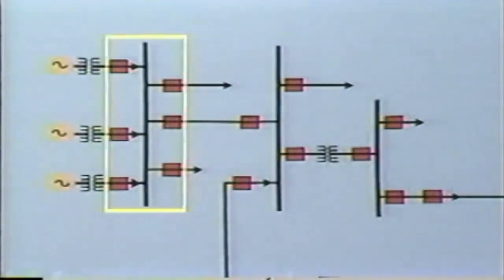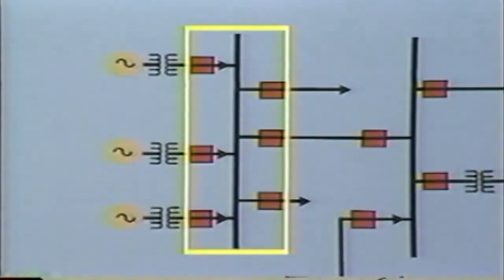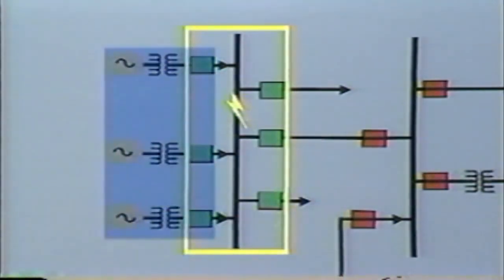The next area of protection is the bus zone. The bus will normally have several incoming and outgoing connections. After all, that is the purpose of the bus. Any fault on the bus requires that all breakers, incoming and outgoing, must be opened. So typically the bus zone area will overlap the generator area like this.